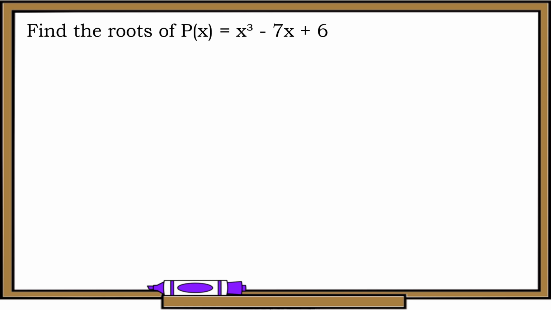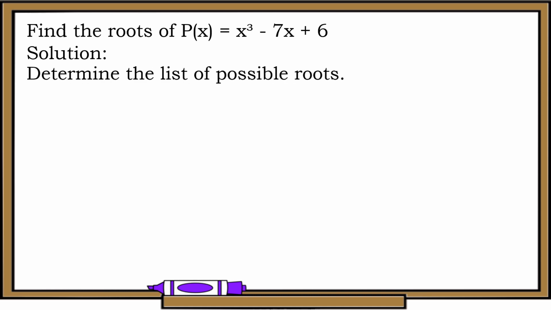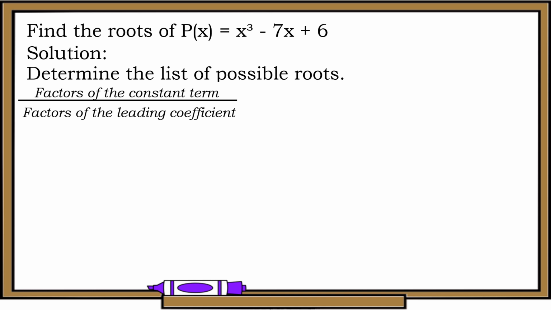Find the roots of P(x) = x cubed minus 7x plus 6. To get the roots, let us first determine the list of possible roots. Possible roots lang pero hindi pa sila yung roots nung given polynomial. So, yung mga nominado. So, paano makuha mo yung possible roots? Get the factors of the constant term divided by the factors of the leading coefficient.